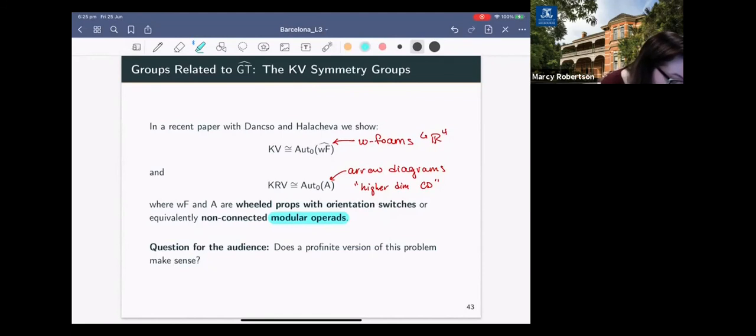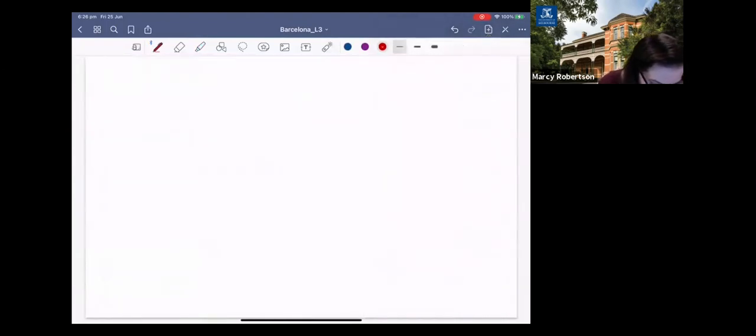Okay, so there are modular operads happening here, and I wanted to conclude, as I asked yesterday for my question for the audience, does the pro-finite version of this problem even make sense? I mean that as like an algebraic question, like I know what pro-finite GT means, but what would the other one mean? So I'm hoping there's someone in the audience that knows more algebra than me that can send me an email at some point. All right, great. I will stop there and do some questions.